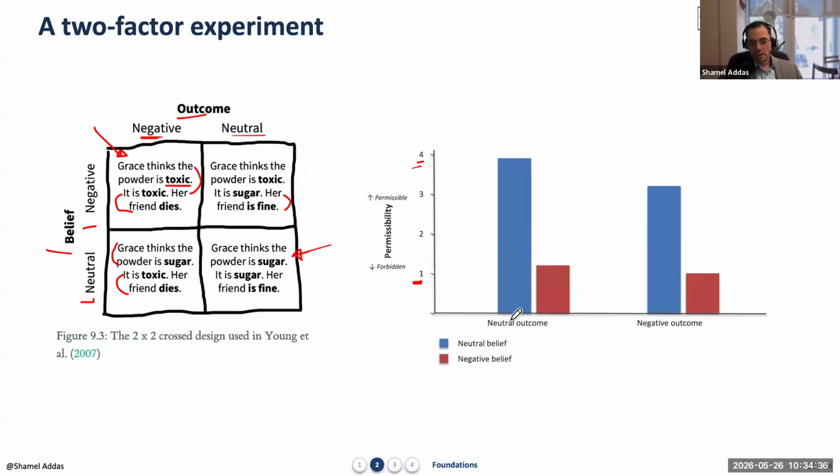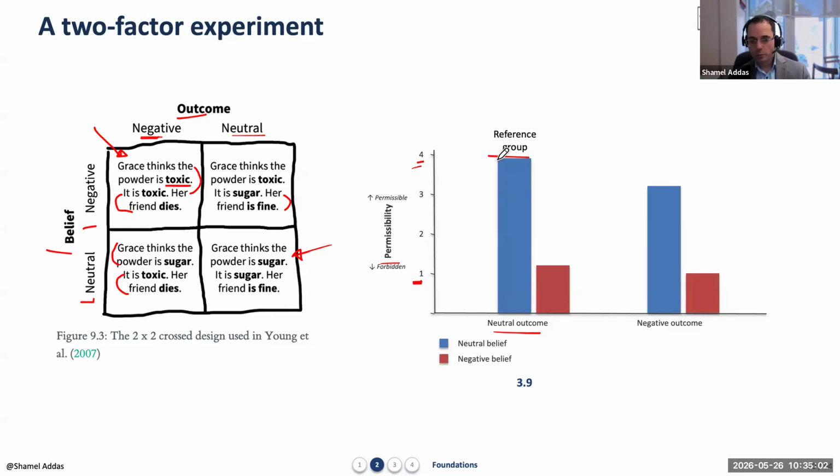And then you measure basically the permissibility in each of those 4 conditions. So let's see what's happening here if we're trying to measure the effects in these 2-factor experiments. First, we have a reference group, which is belief is neutral. That's the blue bar, and outcome is neutral. Okay, so that's the left side.